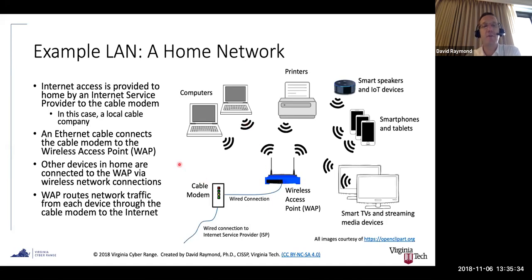Okay, so this is a local area network. Ethernet cable connects the cable modem to the wireless access point. I mentioned that already. Other devices in the home are connected to the wireless access point via wireless network connections. The WAP routes traffic from each device through the cable modem back out to the internet. So this gives each one of your devices access to the network.